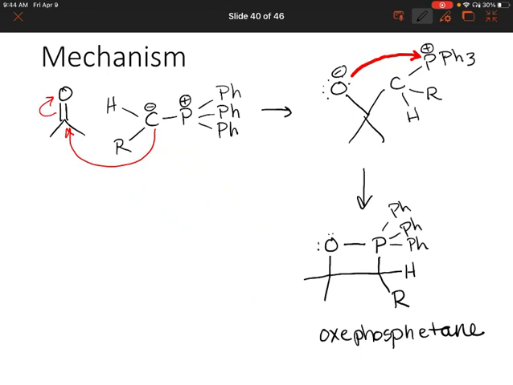And in the next step, the electrons between oxygen and the carbon below are going to move up, and the electrons between the phosphorus and carbon are going to move down. So we end up with phosphorus double bonded to oxygen, and then we have those 3 phenyl groups still. And then the 2 carbon atoms on the bottom here are now going to have a double bond between them.